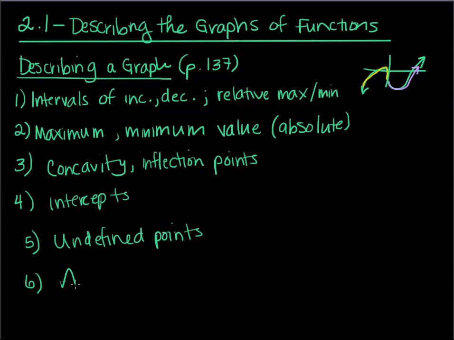And then asymptotes. We're not going to spend a whole lot of time with asymptotes, but they're interesting things, both horizontal and vertical. So you need to make sure you can look at the graph of a function and be able to describe these 6 things. And then later on, what we're going to see is how do we figure out how to describe these things if we do not have the graph? What if we just have the function and that's it, and we don't know what it actually looks like?